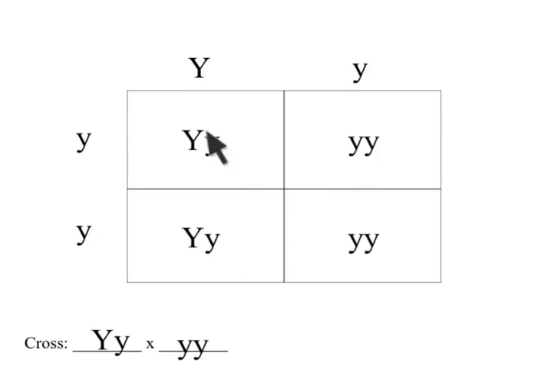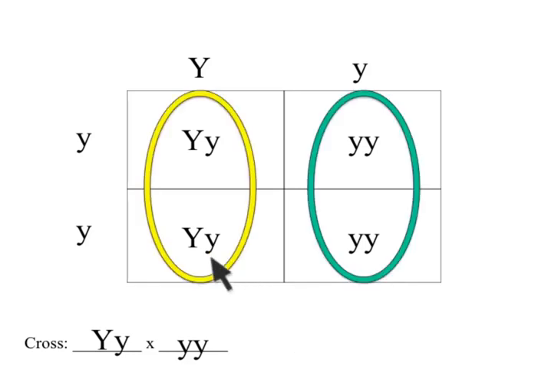Once you identify all of the genotypes of the new generation, we will then be able to determine their phenotypes. Here we notice these 2 are going to be heterozygous, expressed as yellow seed color, and these 2 are homozygous recessive, being expressed as green seed color. So it is in a 1-to-1 ratio, or 50% yellow, 50% green.